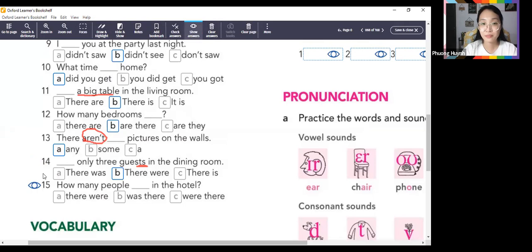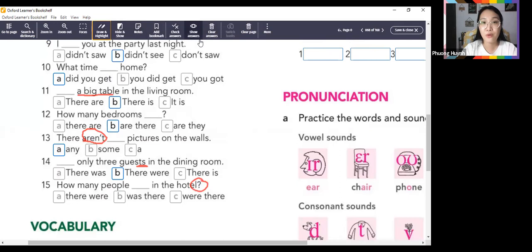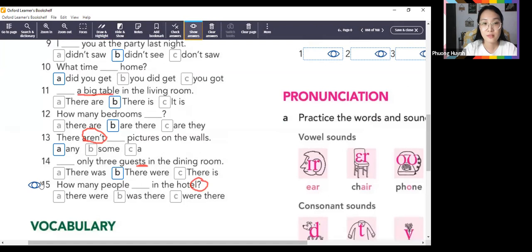Và câu 15. How many people? So how many people there were? Khánh Trình, can you choose again, Trình? Đọc kỹ câu hỏi này. This is a question. A question is not the affirmative sentence. Đây là câu hỏi chứ không phải câu khẳng định. Câu hỏi là em phải để trợ từ lên đầu. So this one you choose was there. Okay.